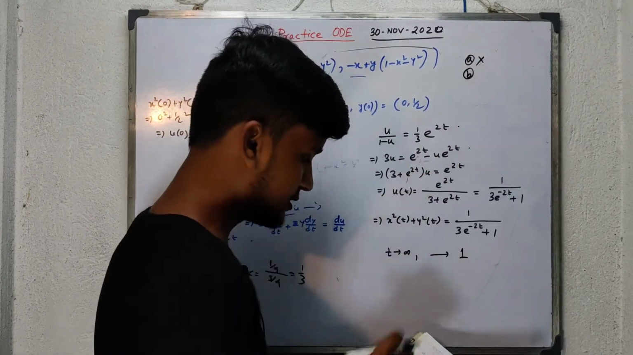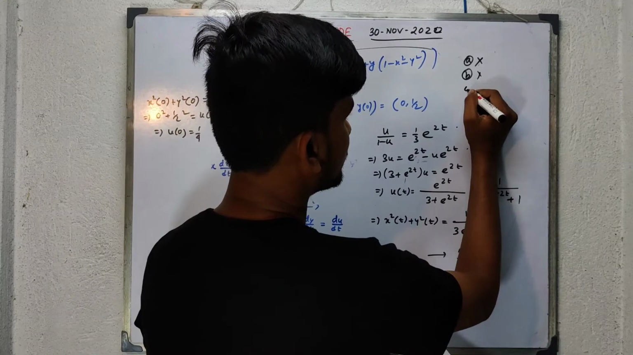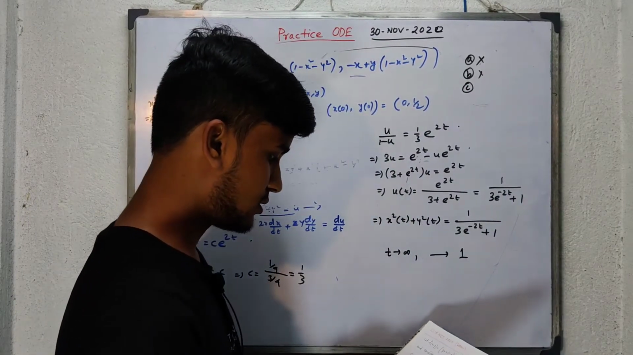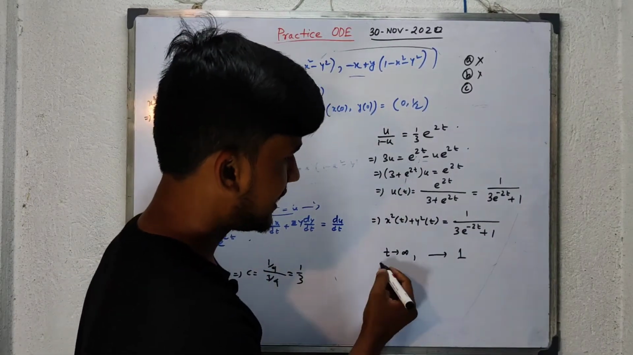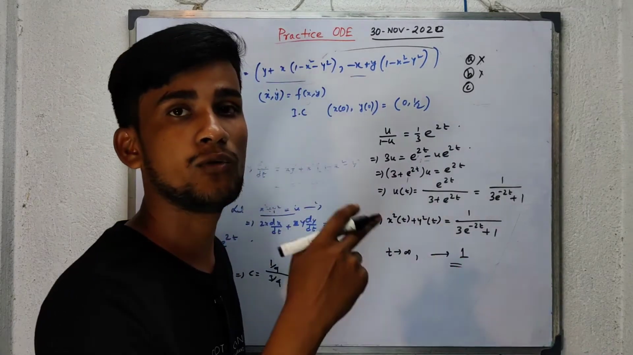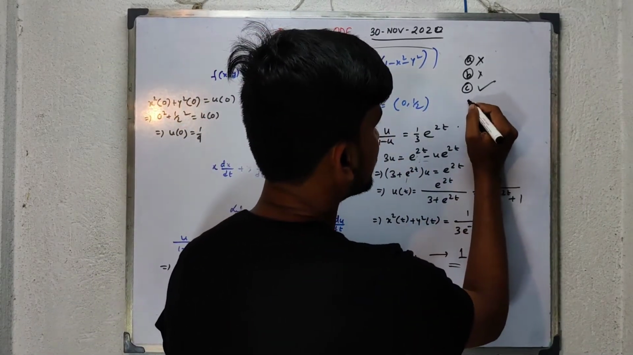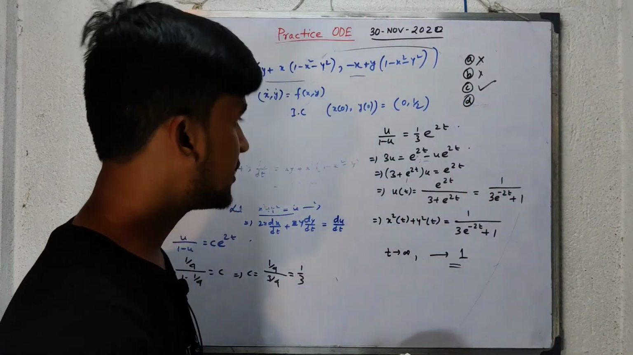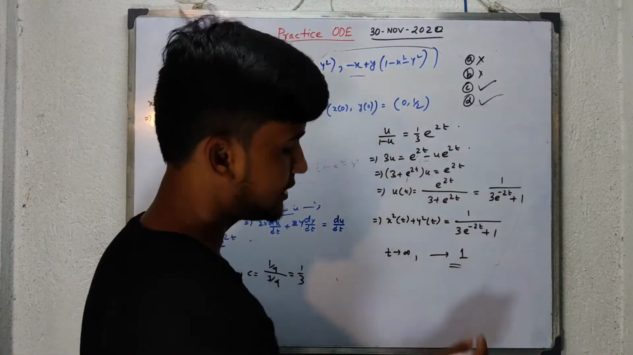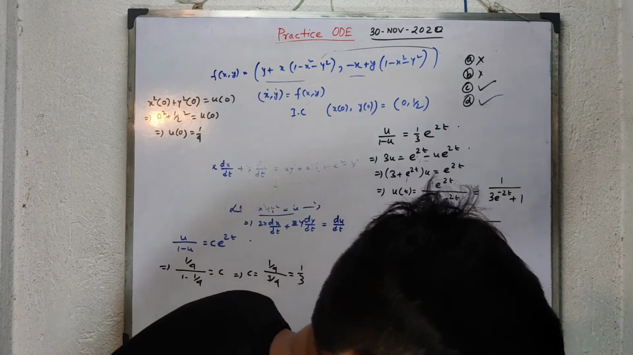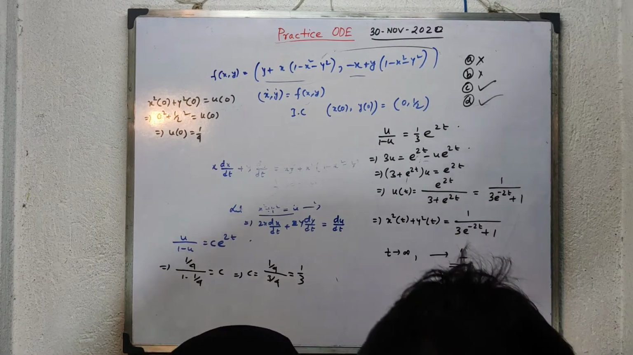Option B says that it goes to 0, which is also false. Option C says that it remains bounded, and yes, as t tends to infinity, since this is clearly 1, this function is clearly bounded. So C is the correct option, and D says that it tends to 1 as t tends to infinity, which is clearly correct from here. Okay, so this is the question.